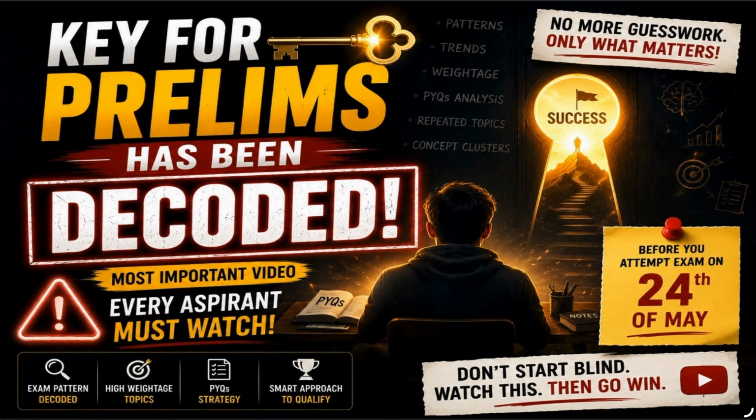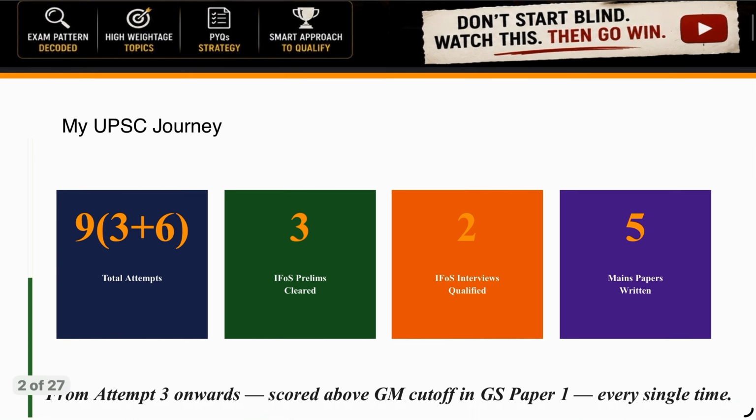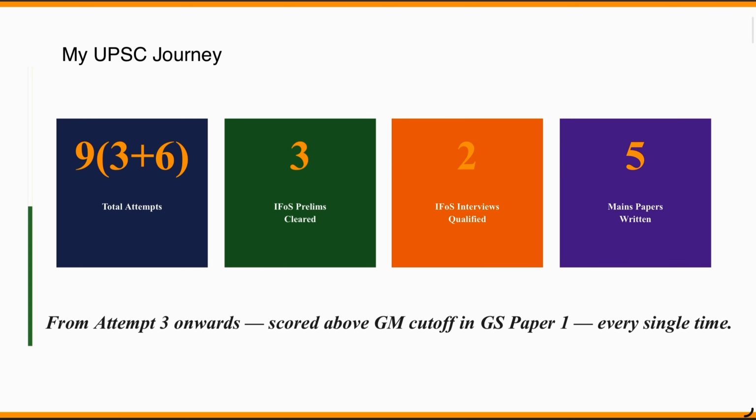My name is Manoj Reddy, and in the last video I discussed my UPSC journey. To sum it up, in total I've given 9 attempts, 3 IFoS and 6 CSE, and in that I've cleared 3 IFoS prelims, and qualified twice for the IFoS interview. And from the third attempt onwards, every attempt I scored above the GM cutoff in paper 1.